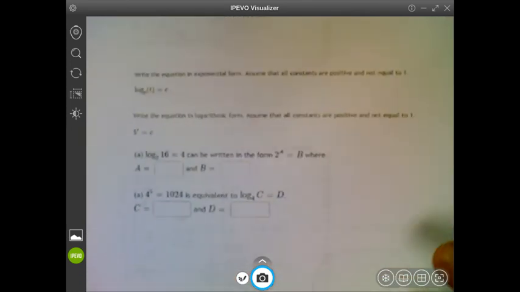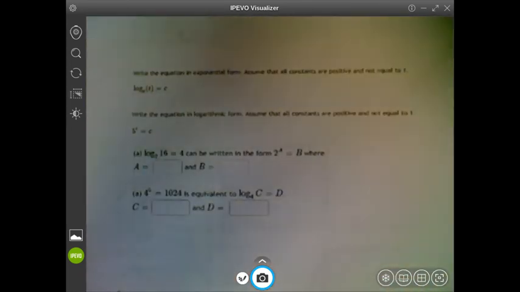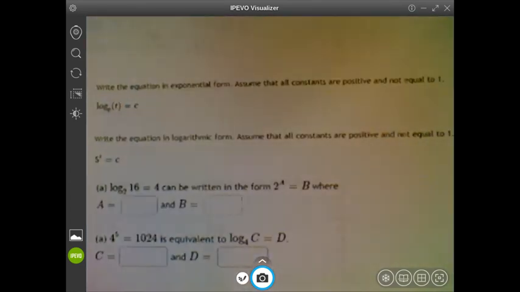All right, so here's a My Open Math type question that you would see. It says, write the equation in exponential form, assume all constants are positive and not equal to 1. Why do they say that? Because at the very beginning of this lesson, we said, hey, that base can't be 0 or 1 and it has to be positive. So that's why it says assume that they're positive and not equal to 1, so that all of those numbers would work in terms of the requirements for an exponential that we discussed at the very beginning.